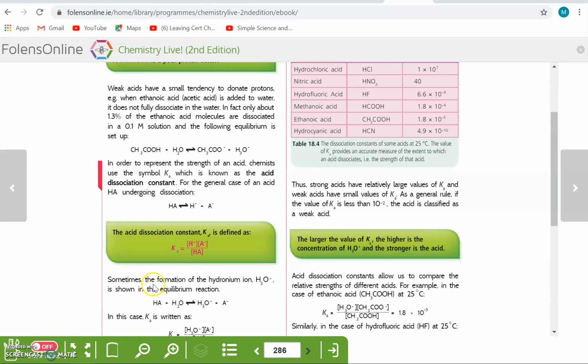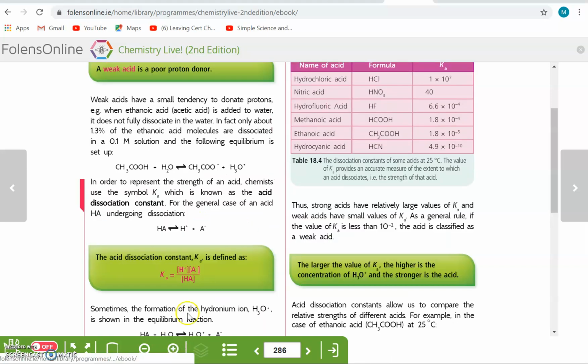What signifies whether you have a lot of dissociation or a small amount of dissociation relates to the dissociation constant. Now the dissociation constant is basically like the Kc we would have seen before, and Kc is just a ratio of your products to your reactants. So here, if we look at this, there's an acid producing H plus ions and A minus ions. So basically the HA is breaking up to produce H plus ions and A minus ions.